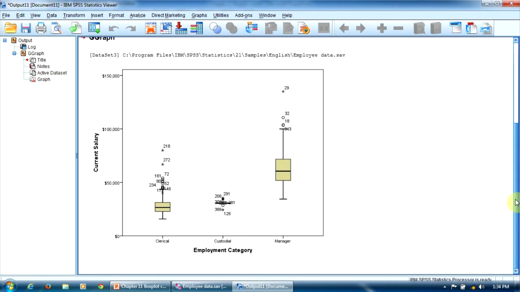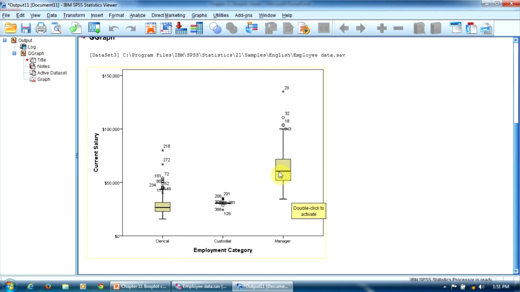That's it. I will briefly explain how to interpret this chart for the students that may not be very familiar with it. If you already know how to read a Boxplot chart, you may skip this part. Let's look at the manager's Boxplot here.